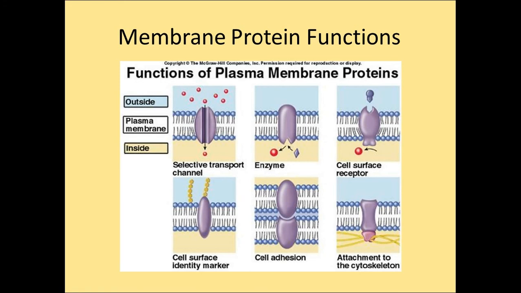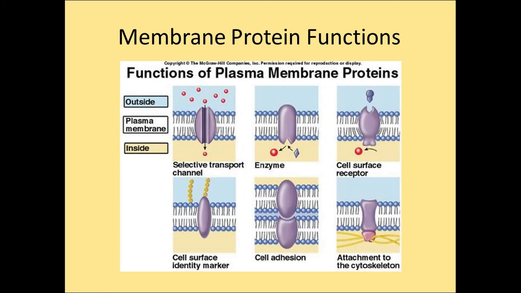Enzymes are proteins that carry out a variety of chemical functions on the interior side of the plasma membrane. Enzymes allow reactions to happen faster or slower than they would normally happen. And we will have an entire chapter about enzymes later on.